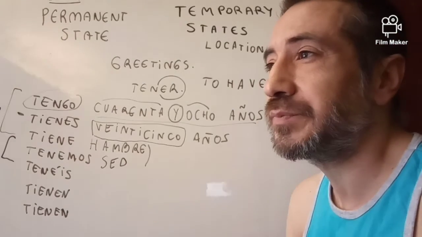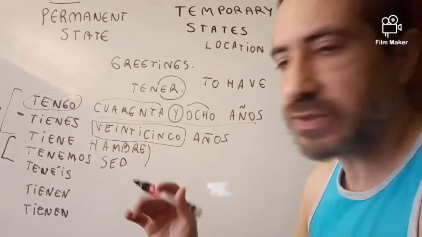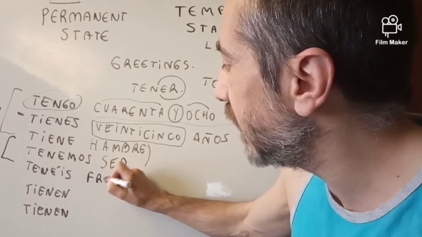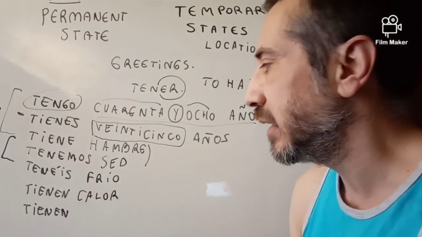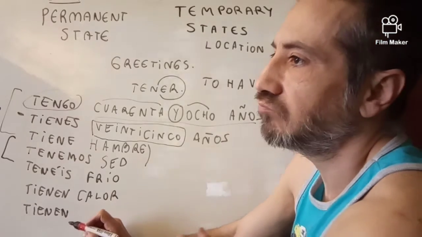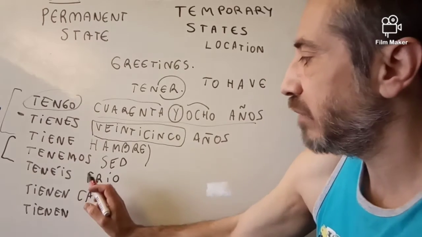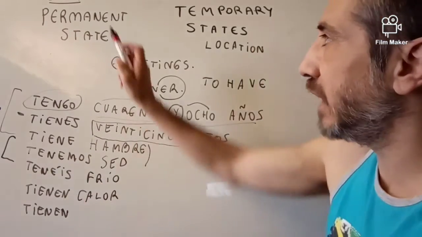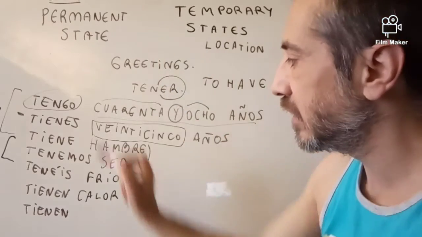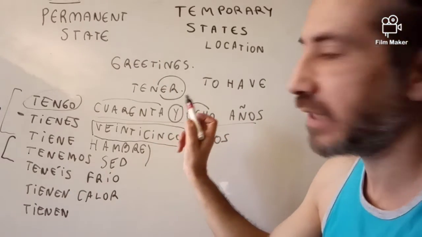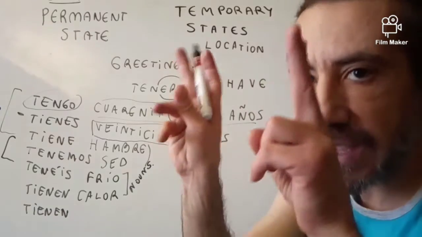And to express weather conditions and how we feel as regards those weather conditions. Tenéis frío means you're cold. Tienen calor, they're hot. Tienen frío, calor. There are no other options in Spanish. But I mean, talking about the weather, we don't use the verb to be, either ser or estar, but the verb to have, tener. So again, these are nouns because they are things that we have.